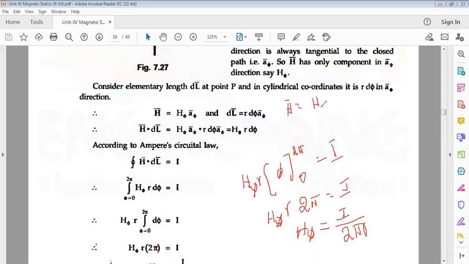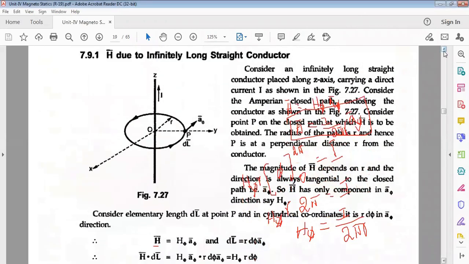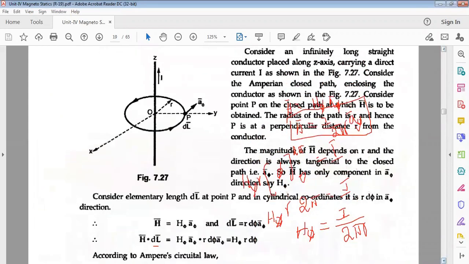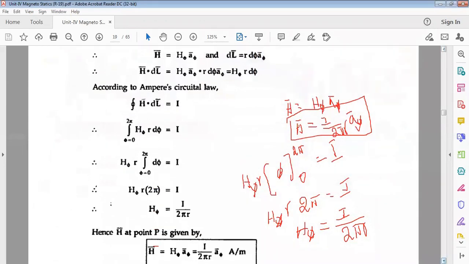H bar is H phi into a phi bar. What is H phi here? I by 2 pi R into a phi bar. Now we got, by using Ampere's circuital law, H bar due to the infinite long straight conductor, where H phi is equal to I by 2 pi R.